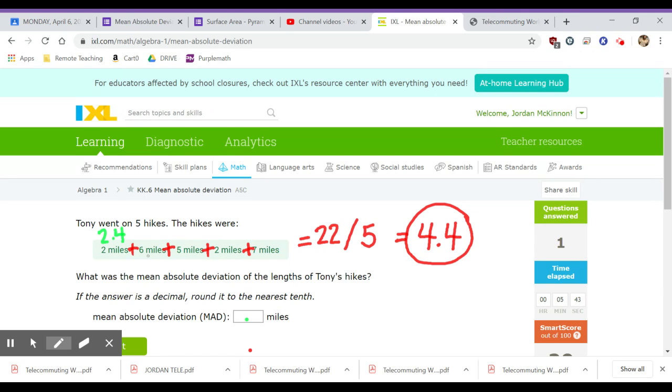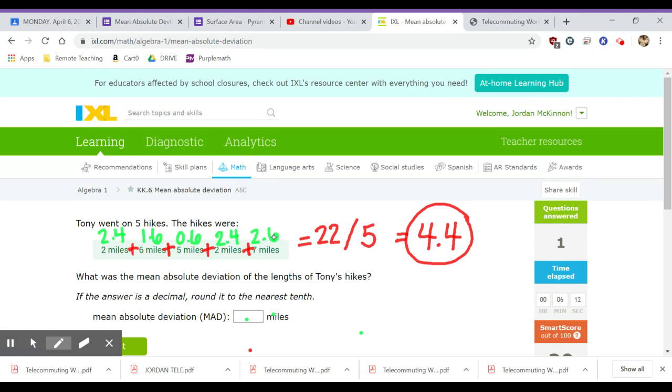Now I'm going to do 6 minus 4.4. That's going to be 1.6. Now I'm going to do 5 minus 4.4. That's just going to be 0.6. I'm going to do 4.4 minus 2. That's going to be 2.4. And then 7 minus 4.4. That's going to be 2.6.